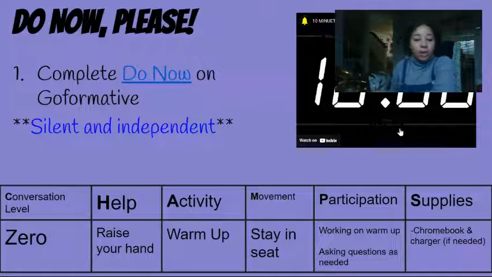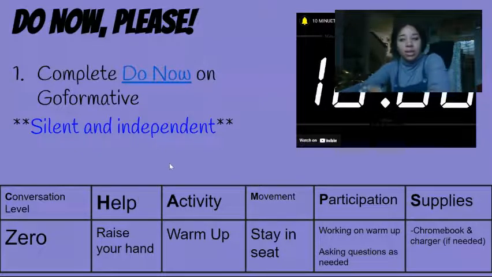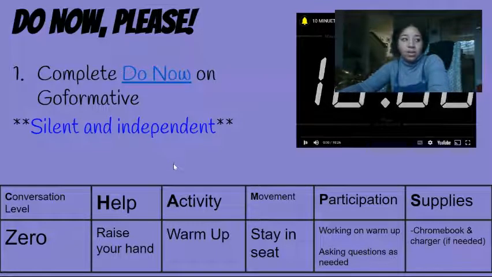Okay, so I gave you about 15 minutes to work on that, and then once it's done, it's done. And then you should see what you made once it's submitted to see what you probably need to still work and practice.